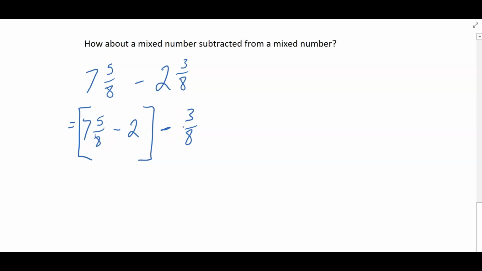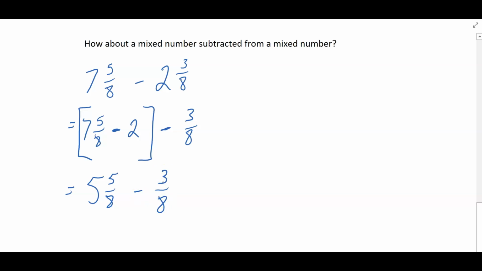This is only one way for you to look at it. You don't have to do it this way, but if this makes sense to you, then this will work. So 7 and 5/8, subtract 2 wholes. I'm just taking 2 away from 7. This leaves me with 5 and 5/8. And we still need to subtract 3/8.